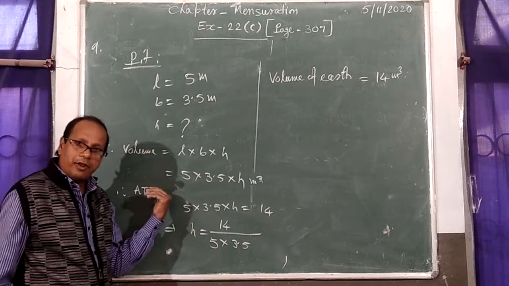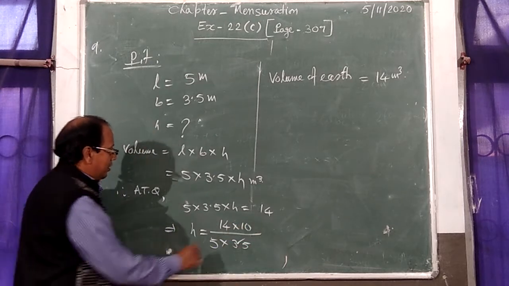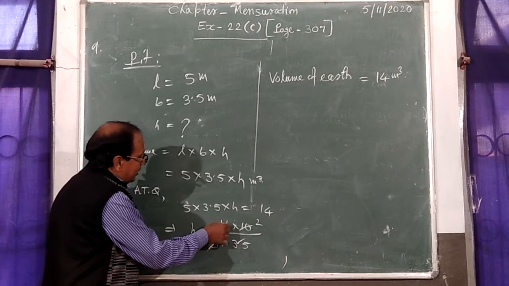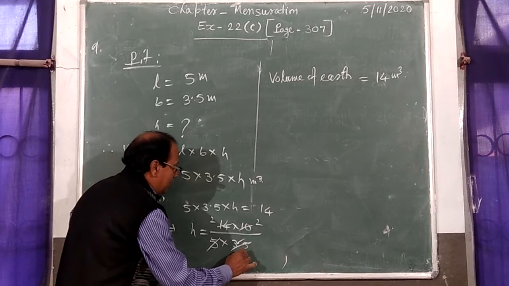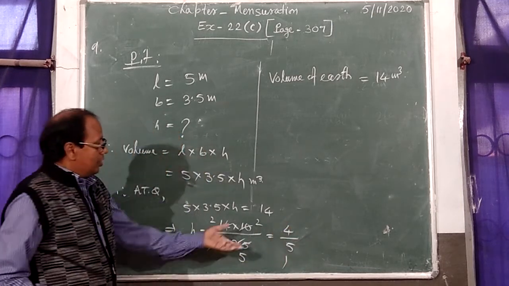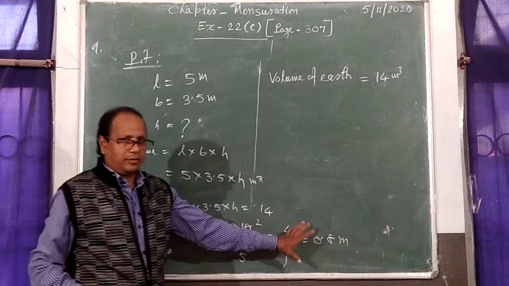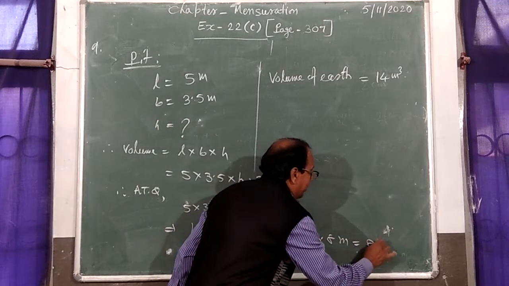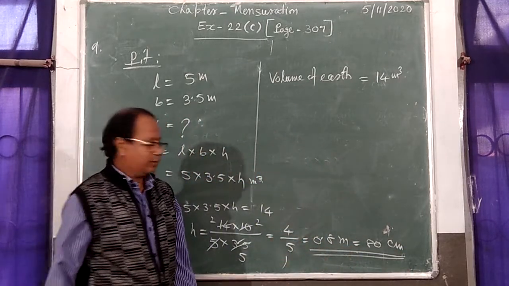Now you can remove the decimal point. It becomes 10, 5 into 10. Then you can cut by 7: 7 twos are 14, 7 fives are 35. So we have 4 by 5 meter equals 0.8 meter. You can write 0.8 meter as the answer, or you can go for centimeter. It is 80 centimeter. So any one can be your answer.